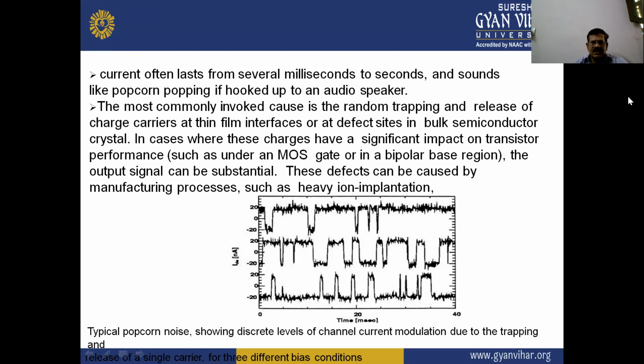In cases where these charges have a significant impact on transistor performance, such as in the gate of a MOS or the base region of a bipolar transistor, the output signal can be substantial. These defects can be caused by manufacturing processes such as heavy ion implantation. So in this diagram, that is the typical noise, showing discrete levels of channel current modulation due to the trapping.